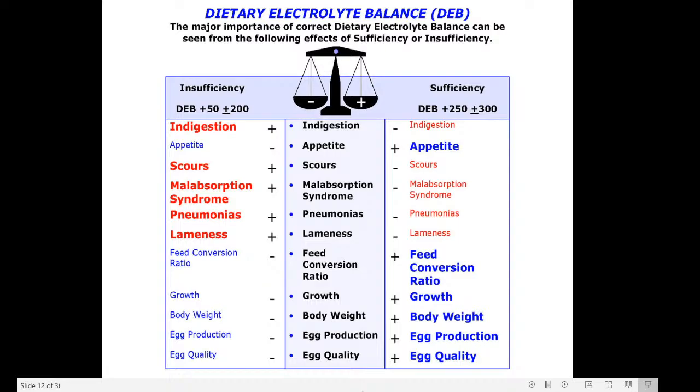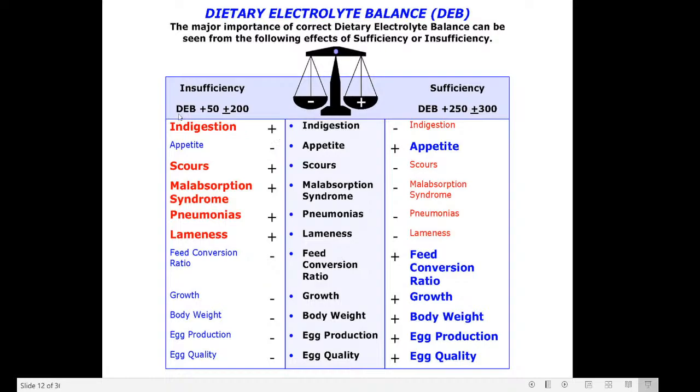These are all informational electrolytes. In the electrolyte balance of the human system, if there is indigestion, the appetite is low, which is a negative balance. These things are balanced, and we want to maintain the balance. Insufficient means there is indigestion.